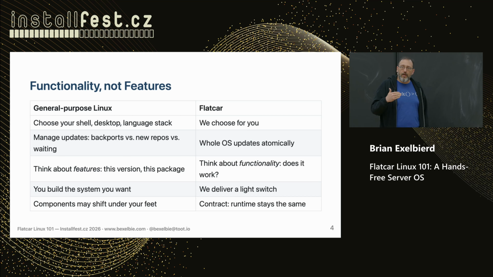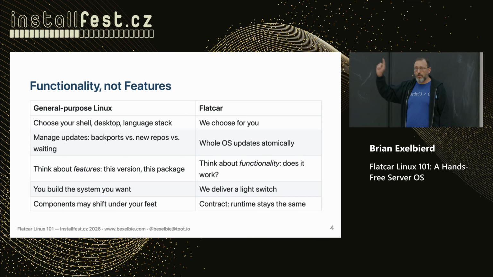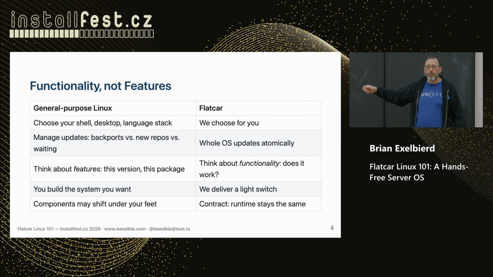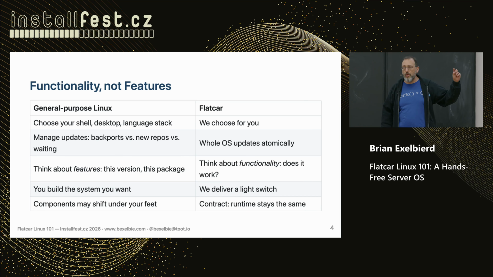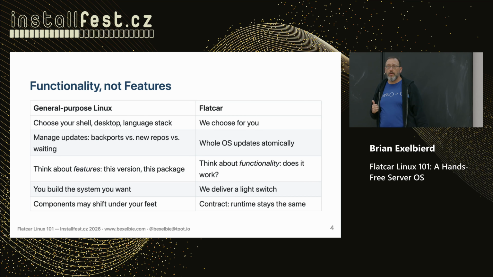We think about Flatcar like a light switch. Light switches provide the functionality of turn light on, turn light off. You don't care if it's a European-style square rocker switch or an American toggle switch. The light goes on, the light goes off. If you need that specificity, you should probably use a general purpose Linux, or you should bundle that dependency in with your application and ship it in your container.